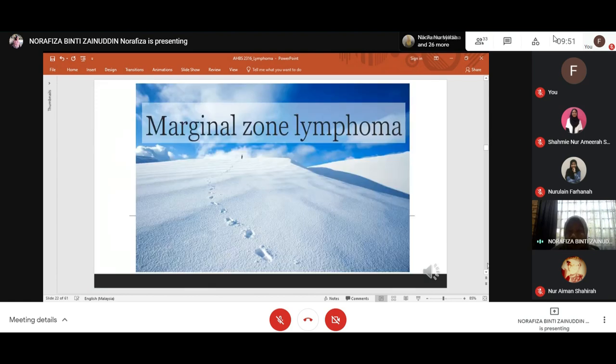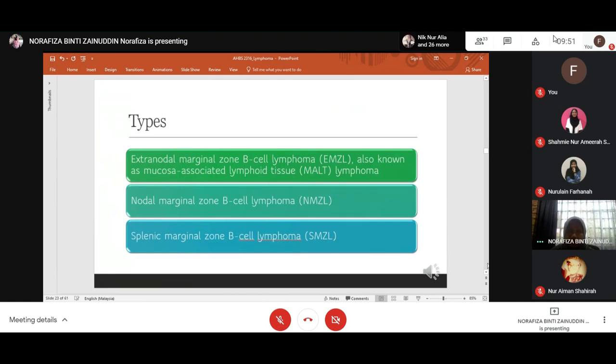Okay, so the next NHL is marginal zone lymphoma. So this is actually a peripheral B-cell tumor. It accounts for about 5 to 10% of patients, and this one is considered indolent or slow growing. So extranodal marginal zone B-cell lymphoma, or EMZL, is also known as MALT lymphoma. I have mentioned this in my previous slide on MALT lymphoma. Another type is nodal marginal zone B-cell lymphoma, and the third type is splenic marginal zone B-cell lymphoma.